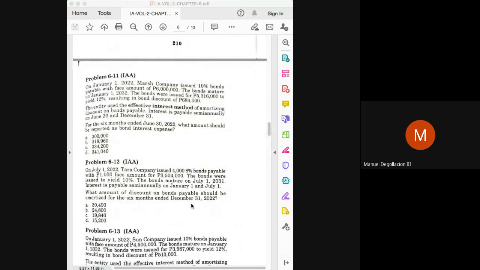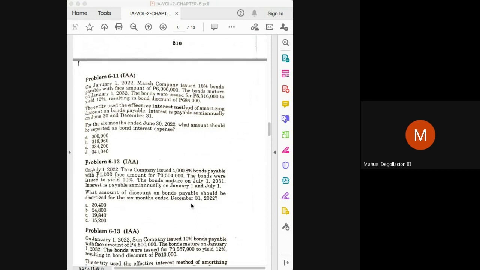On January 1, 2022, Marsh Company issued 10% bonds payable with face amount of 6 million. This first sentence can help us determine the periodic interest payment. The bonds mature on January 1, 2032. The bonds were issued for 5,316,000 to yield 12%, resulting in bond discount of 684,000. Okay, so the initial discount is already given. The effective interest method is used.